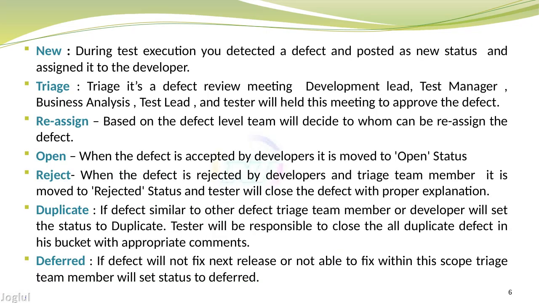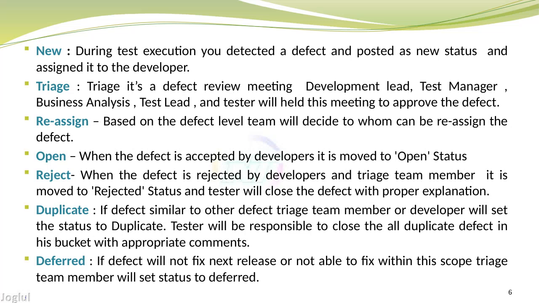When you find a defect during testing, you mark it as new and assign it to a developer. Then, the defect goes through a triage meeting where key team members like the development lead, test manager, business analyst, test lead, and testers review and approve it. Depending on the defect's nature, the team may reassign it to the right person. Once the developer accepts it, the defect status changes to open.